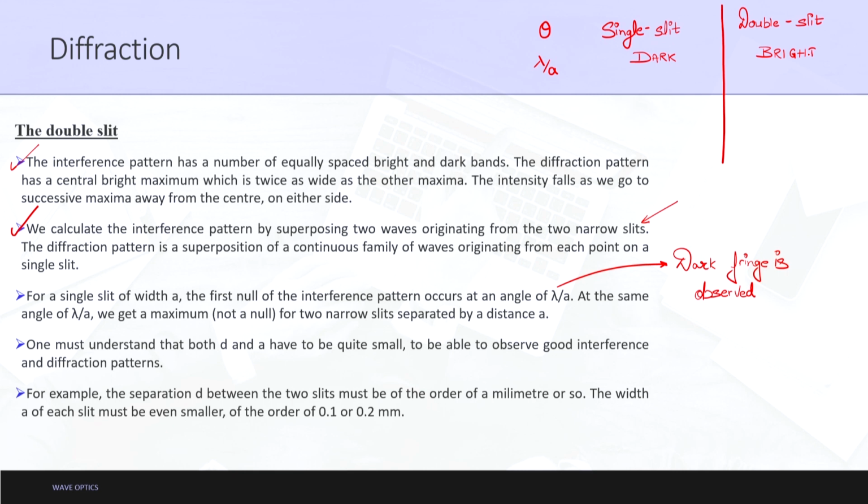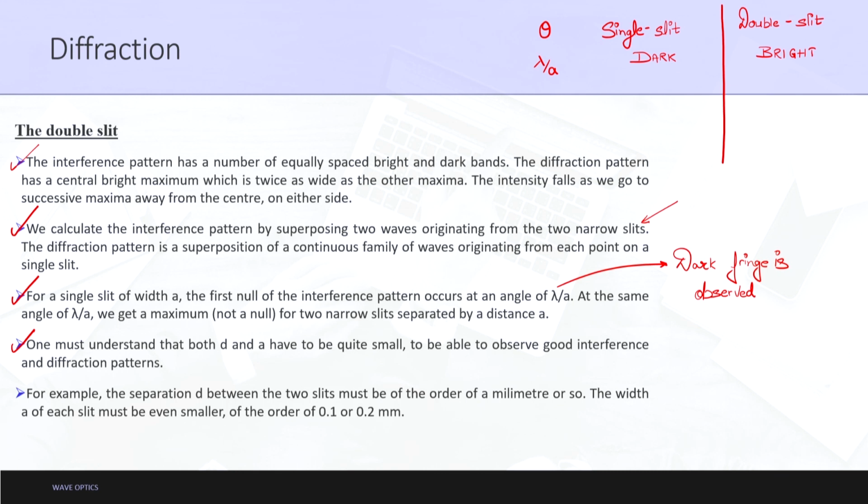So this is the case being talked about here: for a single slit of width a, the first null of the diffraction pattern occurs at an angle of lambda by a. At the same angle of lambda by a, we get a maximum for two narrow slits separated by distance a. So for the double slit experiment there is a bright fringe at lambda by a, but for a single slit it is a dark fringe. Moving on to both cases, one must understand that both d and a have to be quite small to be able to observe a good interference and diffraction pattern.